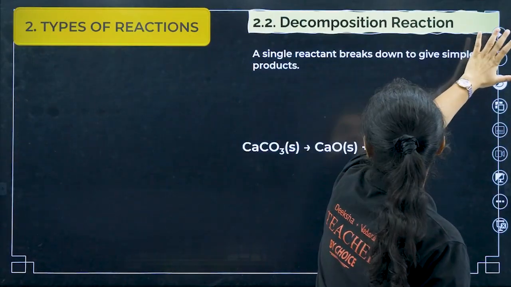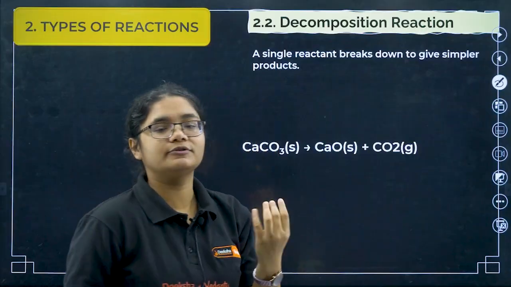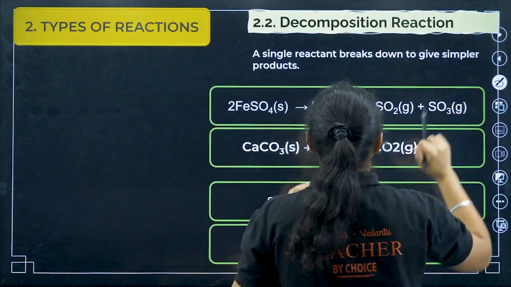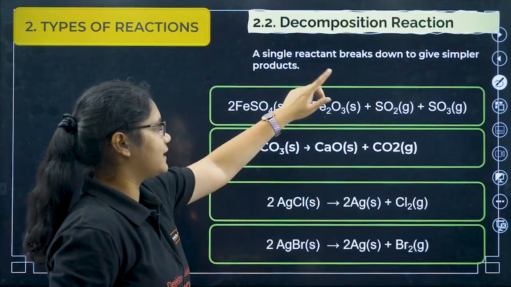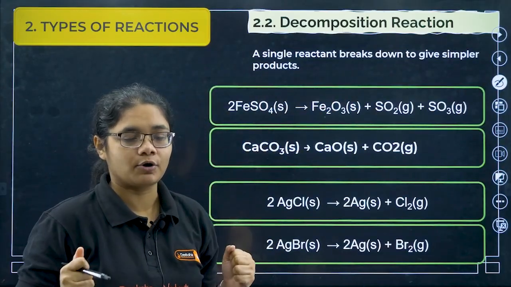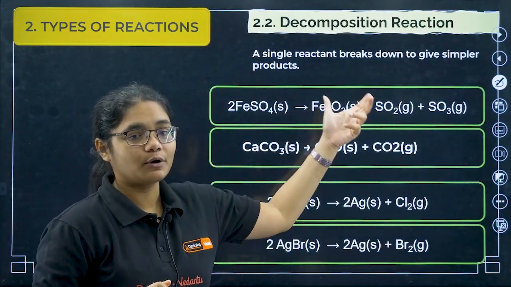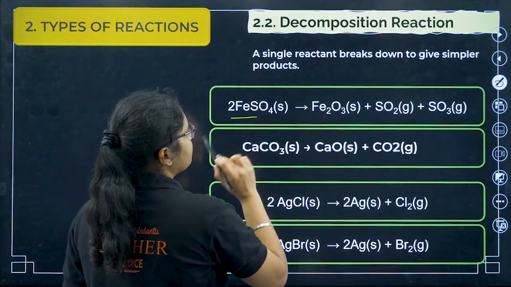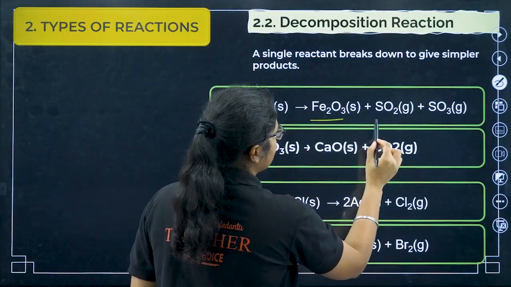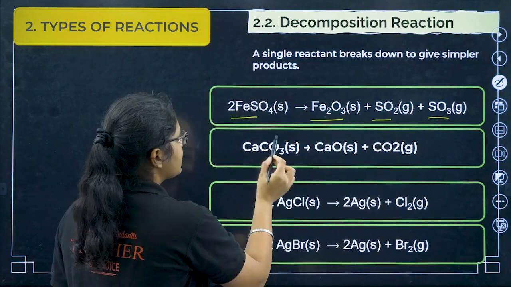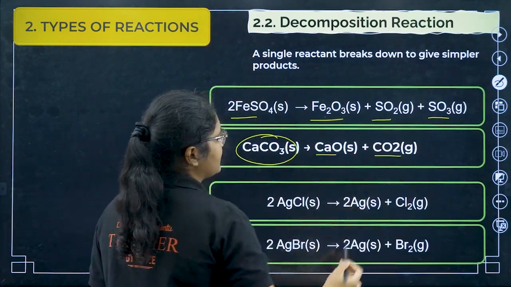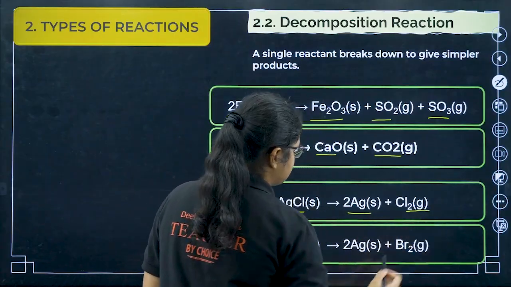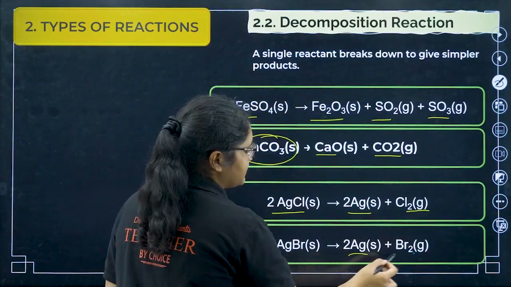Now moving to the next type of reaction, decomposition reaction, just the opposite of combination reaction. If you see a single reactant breaks down to smaller products, that is called decomposition reaction. Example, FeSO4 breaks down to give you Fe2O3, SO2 plus SO3. Calcium carbonate breaks down to give you calcium oxide plus carbon dioxide. AgCl gives you Ag plus Cl2. AgBr gives you Ag plus Br2.